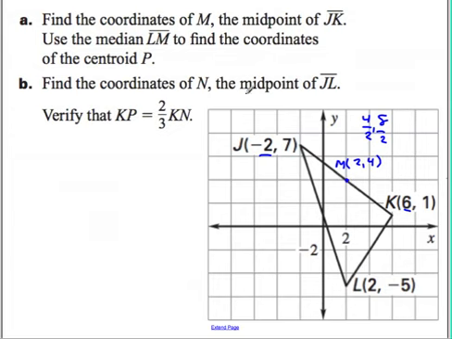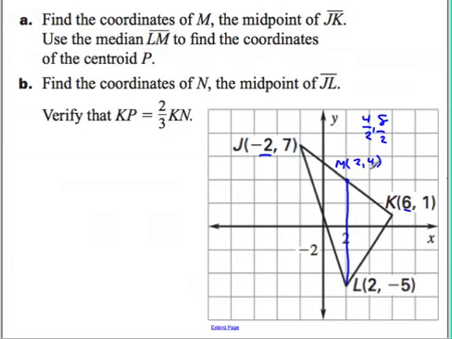That's awesome. Okay, use the median LM to find the coordinates of P, the centroid. So I'm looking at the coordinates of LM, this line right here. Now, remember there was that starred piece: the centroid happens 2/3 of the way from the vertex to the opposite side. So 2/3.